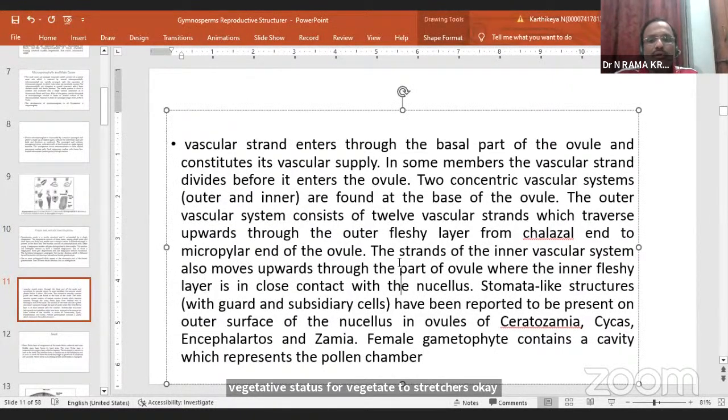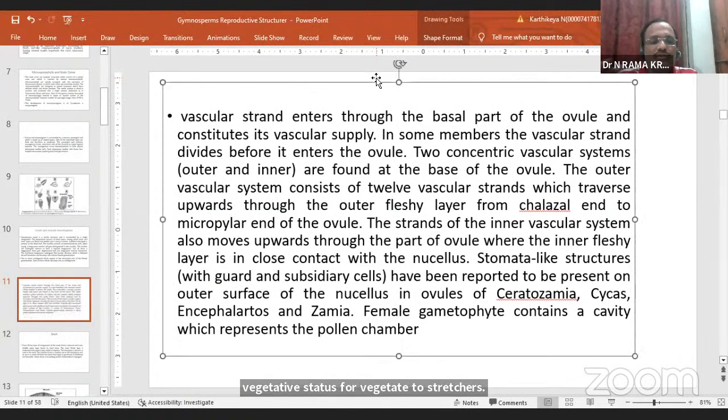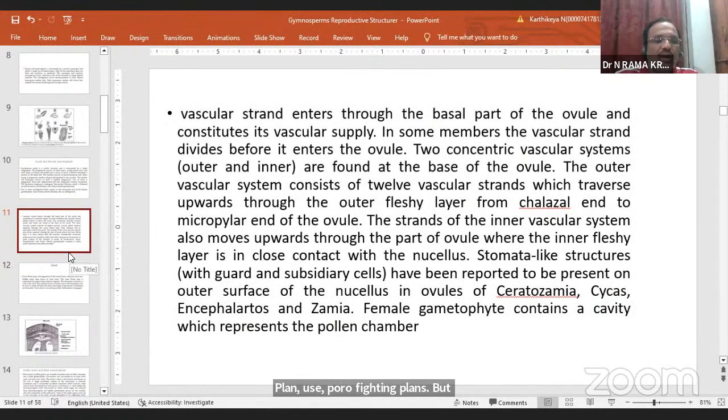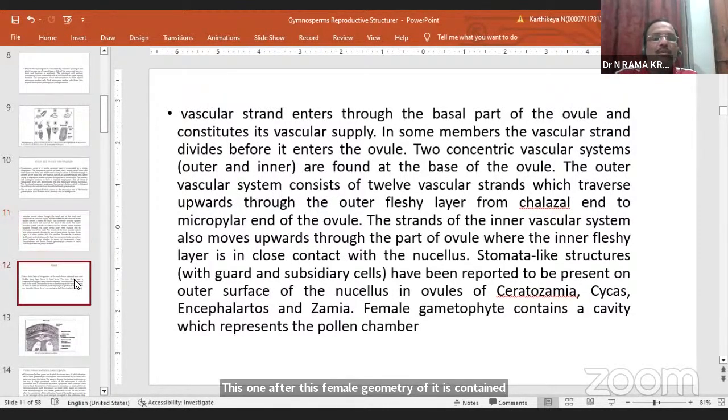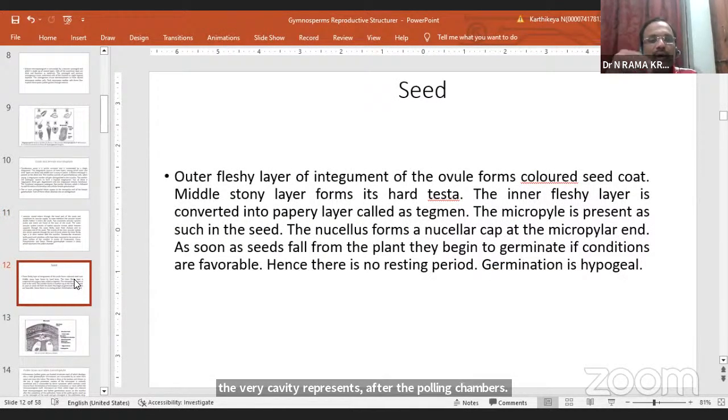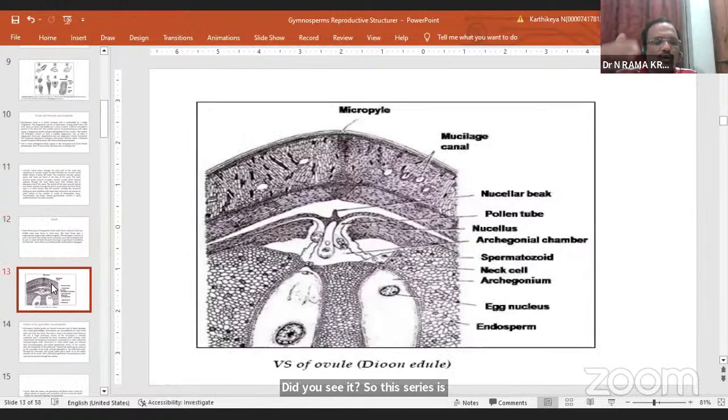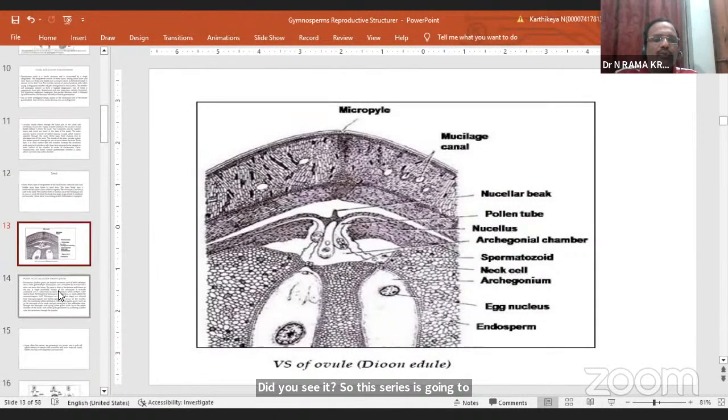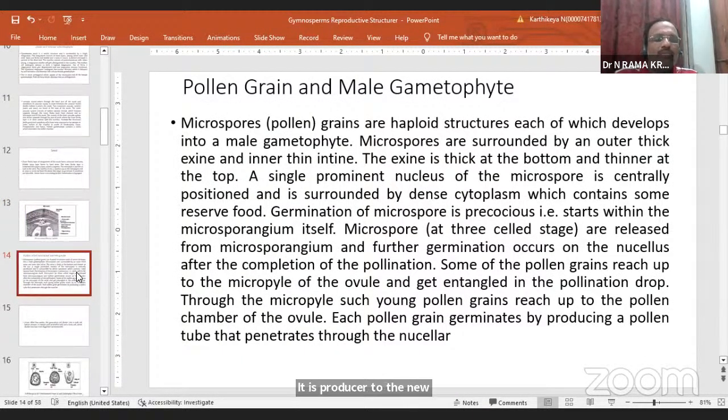After the fertilization, there is the formation of vegetative structures, which we call the gametophyte. This gametophyte produces the new sporophytic plant. After this, the female gametophyte contains a cavity representing the pollen chambers. This section is modified into a seed. When the seed goes into the soil, it automatically produces the new plant. So this one is a female gametophyte, and similarly we also look at the male gametophyte.